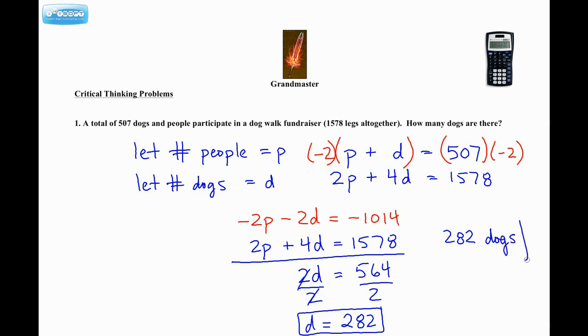Now normally we'd probably solve for the number of people, which would be very simple. It'd be 507 minus 282. But the question doesn't ask for that. It just wants to know how many dogs. We've answered that. We're done.